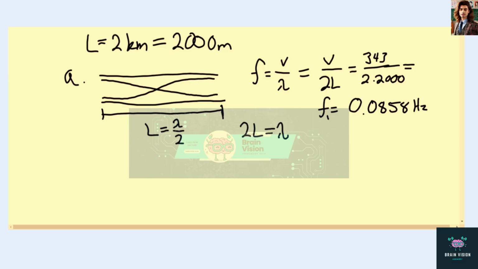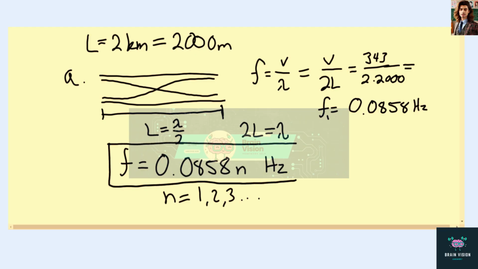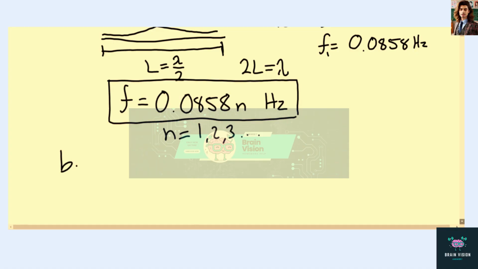So the frequencies that can resonate, so we'll say that f is going to be equal to 0.0858 times n hertz. And n is equal to 1, 2, 3, etc. So that is our answer for part A. So you may notice that the increment between resonant frequencies is very small, which leads us into what we want to do for part B.